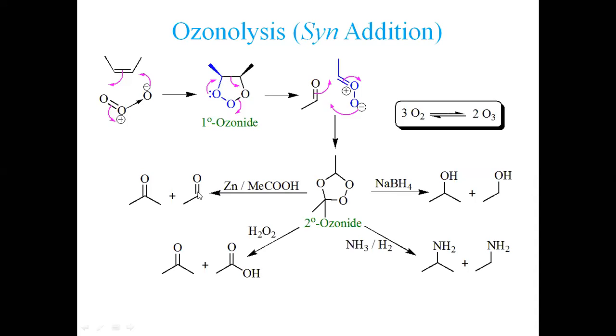So we get an aldehyde and a ketone. Let's say we also have another methyl group here, so we shall get only ketone. If we have only one carbon present here, not two carbons, so we shall get two aldehydes. If these two alkyl groups are the same, we get only one kind of aldehyde.